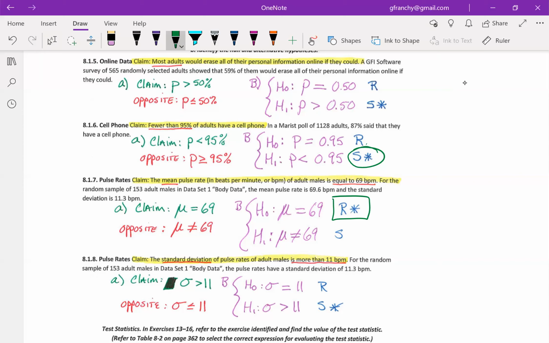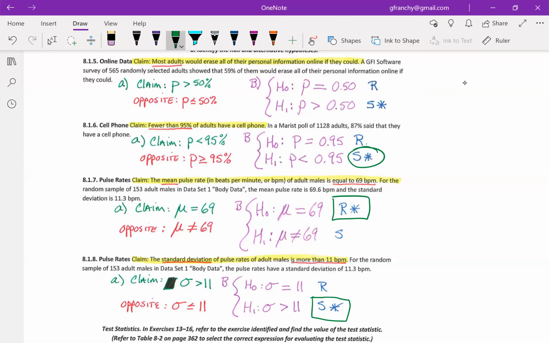At the bottom here, they claim about the standard deviation of pulse rates of adult males being more than 11 beats per minute. So that is sigma greater than 11. The opposite of greater than is less than or equal. Come over to write the hypothesis statement, and we're going to have sigma in there because it's sigma in the claim. We're going to have 11 in there because it's 11 in the claim. And between them in the null is the equal case because it's always equal in the null hypothesis. And the alternate hypothesis gets the strict inequality, which is the greater than. And this time, it's the alternate that is representing the claim.